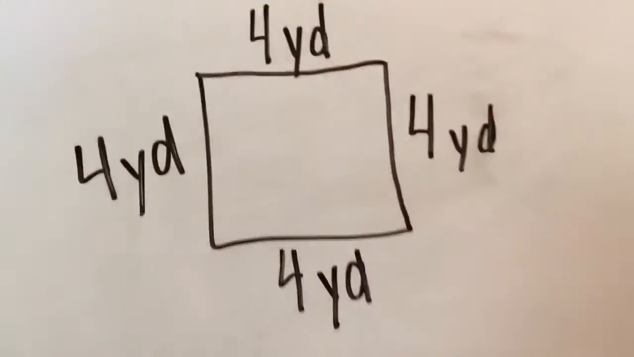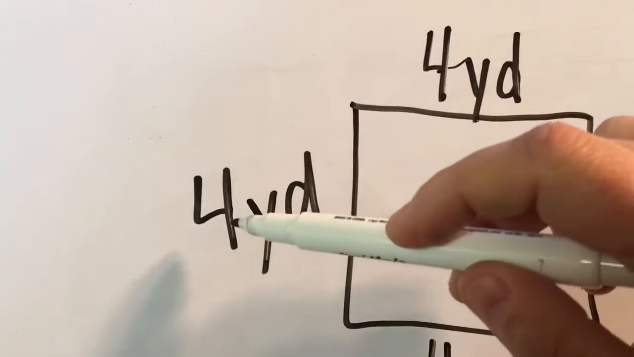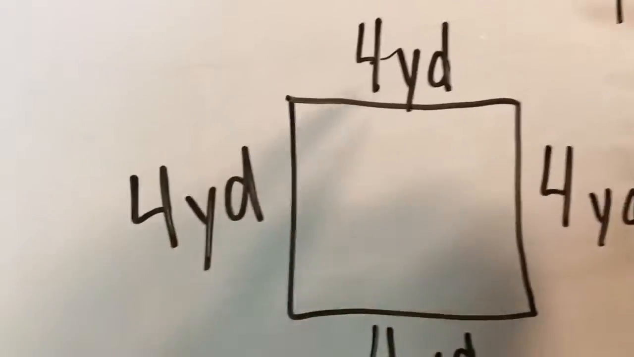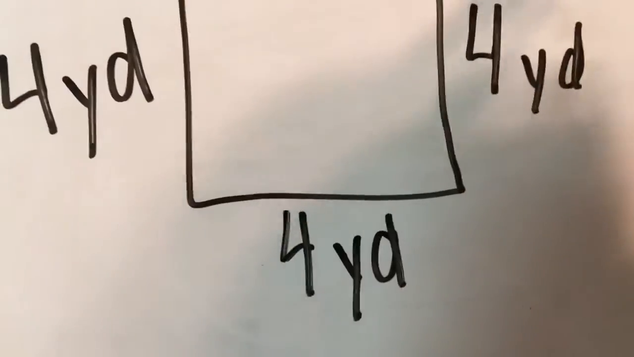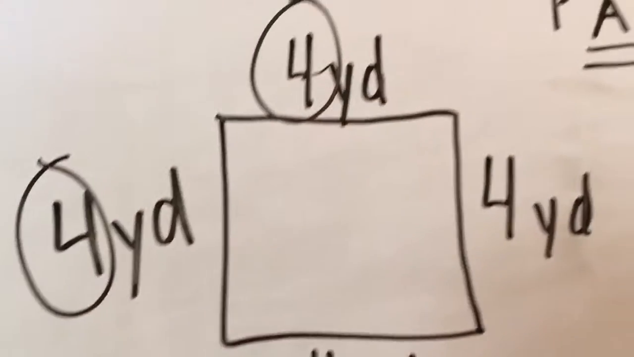So if they're all the same because it's a square, we have to add, perimeter we add. So we're gonna add 4 plus 4 plus 4 plus 4, or you could multiply that easily too, but let's just go ahead because perimeter we add. So 4 plus 4 is 8.